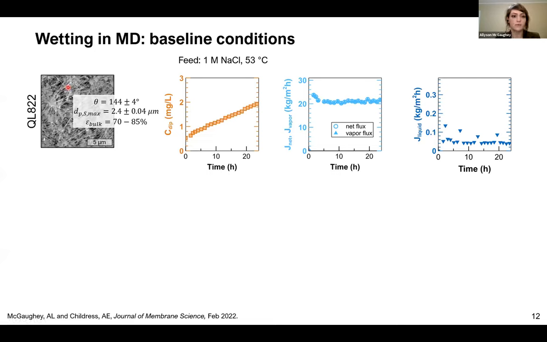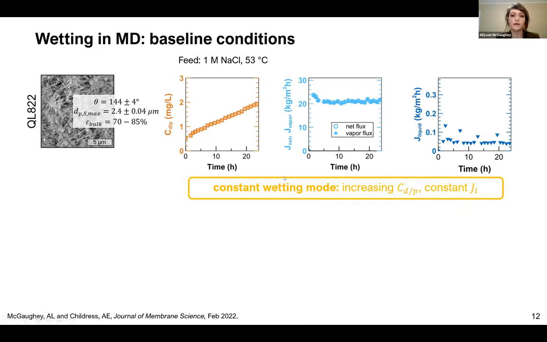So this suggests that one or more pores wetted initially and remained wetted throughout operation, resulting in this constant leak of liquid through the wetted portions of the membrane. And we can also note here that liquid flux is about 2 orders of magnitude lower than vapor flux, which suggests that most of the membrane remained dry. So most of those pores were only allowing vapor through, and only a few pores were wetted. So at constant liquid flux, we call this constant wetting mode, indicated by increasing CDP at constant liquid flux.